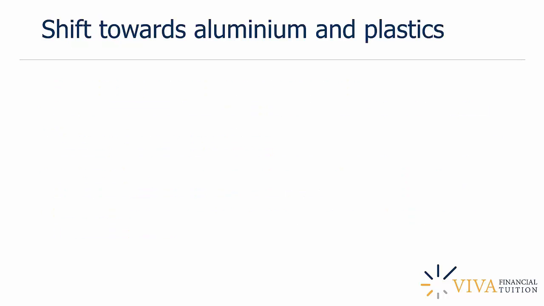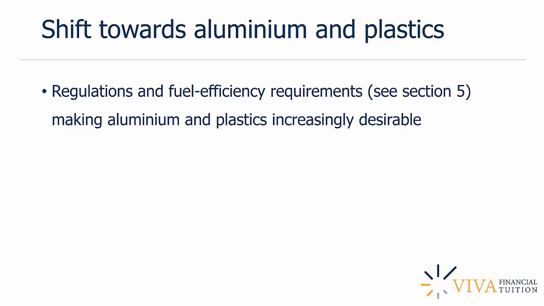Now, one of the key changes we've been seeing in recent years in the supply chain is a shift away from steel towards aluminium and plastics. Increasingly, companies are looking to substitute these materials into their manufacturing process. This is due to the incentives that have been put in place from government regulations, as we'll come back to in later slides, and fuel efficiency requirements especially.